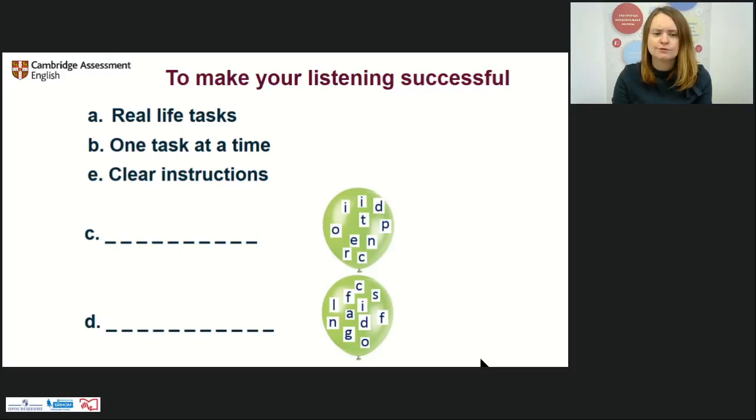And there are two more features that characterize an effective listening lesson. What are they? Can you guess? What are C and D? So apparently you need to unscramble. Yeah. Imagine that you are taking a Starters exam.